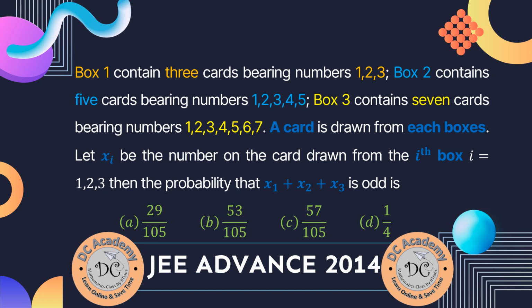Whatever card is drawn, that number is recorded. If I take a card from the first box, and it is card number 1, then x1 should be 1. For box 2, if I choose the fourth card, then x2 will be 4, and so on. That is the meaning. Now it says we have to find the probability that x1 + x2 + x3 must be odd. So let's go ahead and solve this particular problem.